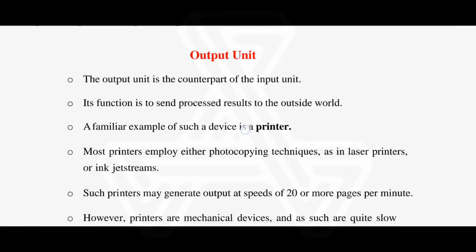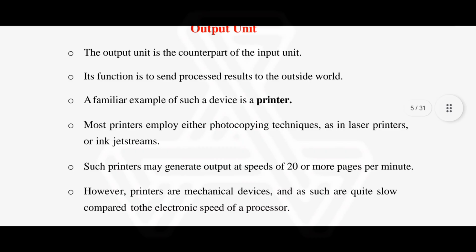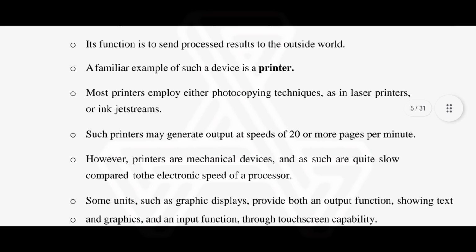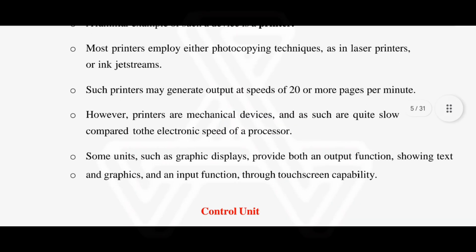Output unit. The output unit is the counterpart of the input unit. Its function is to send processed results to the outside world. A familiar example of such a device is a printer. Most printers employ either photocopying techniques, as in laser printers, or inkjet streams. Such printers may generate output at speeds of 20 or more pages per minute. However, printers are mechanical devices and as such are quite slow compared to the electronic speed of the processor.